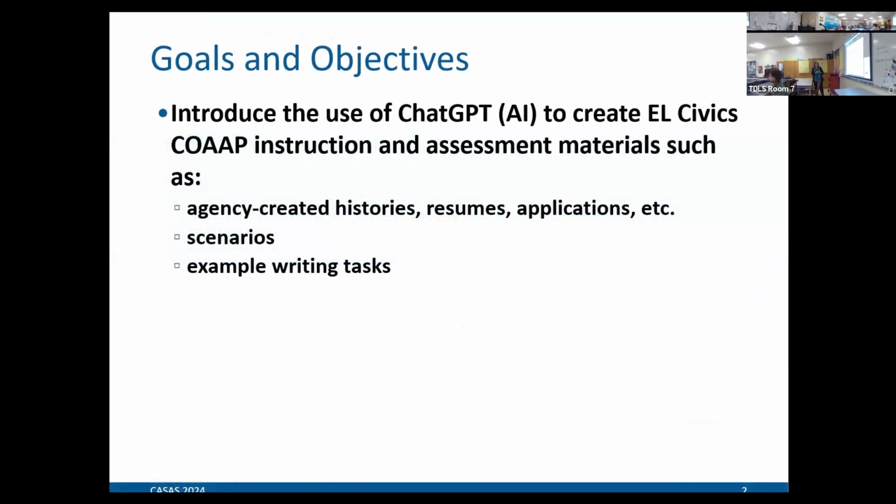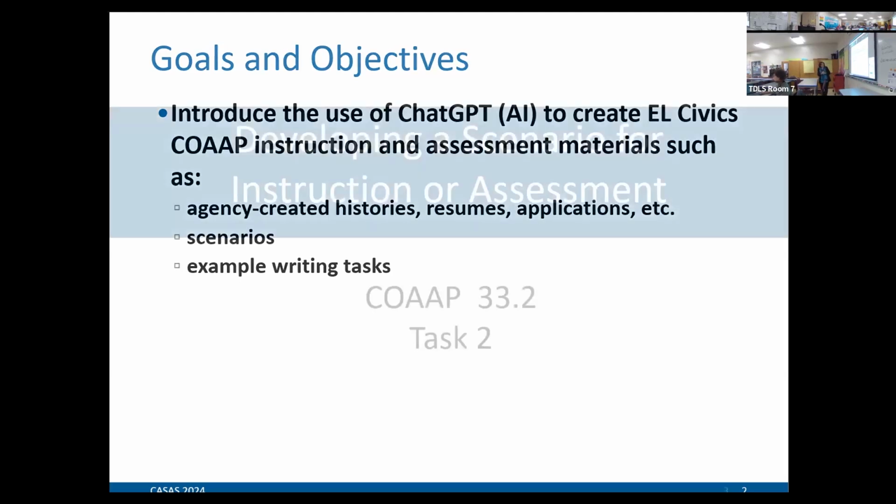Thank you, Portia. So our goals today are to introduce the use of ChatGPT to create EL Civics COAAP instruction and assessment materials, such as what you're asked to do in the COAAPs: agency-created histories, resumes, applications, scenarios, example writing tasks. You're often asked to create those, or you're teaching how to write an email and you want to give a sample of what an email would be like. You need to write a scenario, and you could do it yourself, but wouldn't it be so nice to have a little bit of help, so that it wouldn't take up so much time? That's what we're going to show you today.